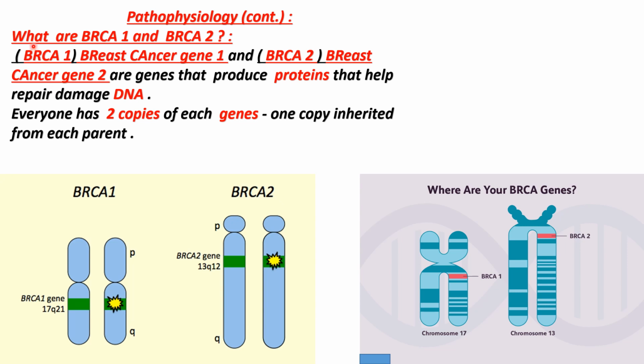The question now, what are BRCA1 and BRCA2 genes? BRCA1 is breast cancer gene 1 and BRCA2 is breast cancer gene 2. They are genes that produce proteins that help repair damaged DNA. Everyone has two copies of each gene, one copy inherited from each parent.